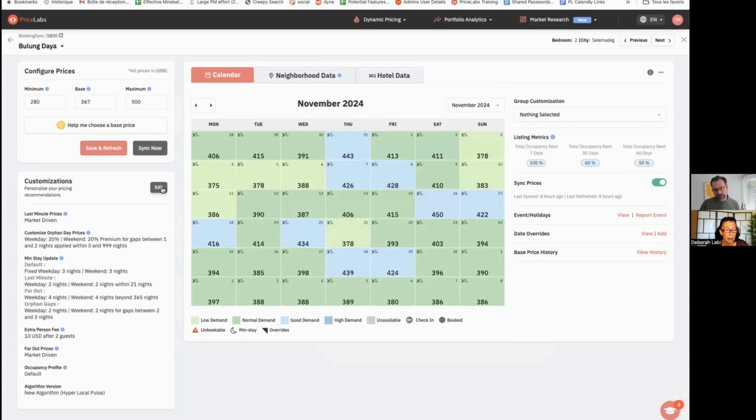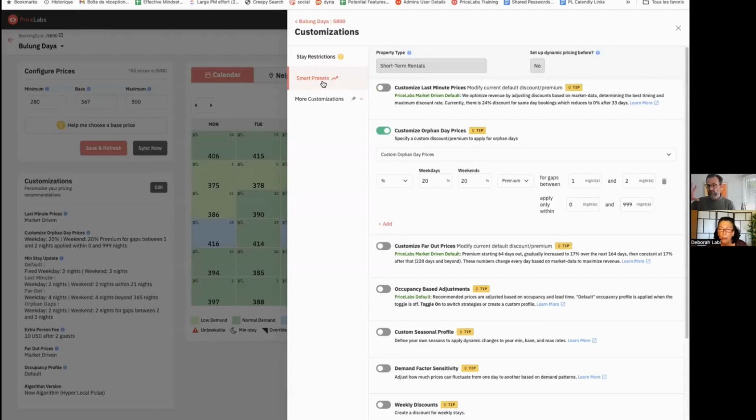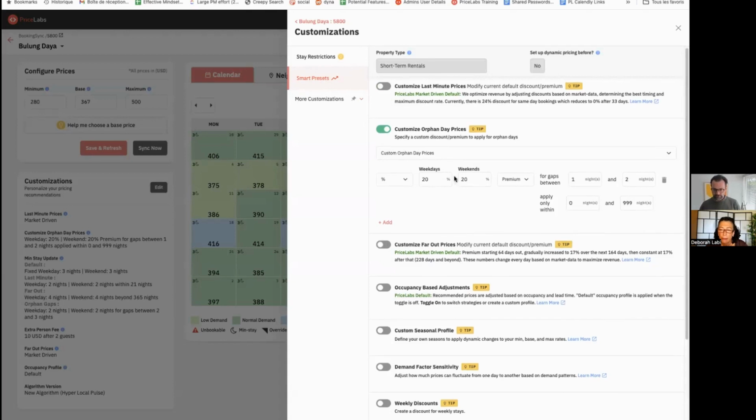Then what a user would do, maybe they want to customize further, right? We have 60 plus customizations, which is a lot. But for these customizations, again, we have something called smart presets. We group for you the best customization for your profile. For example, you may want to customize last minute pricing.